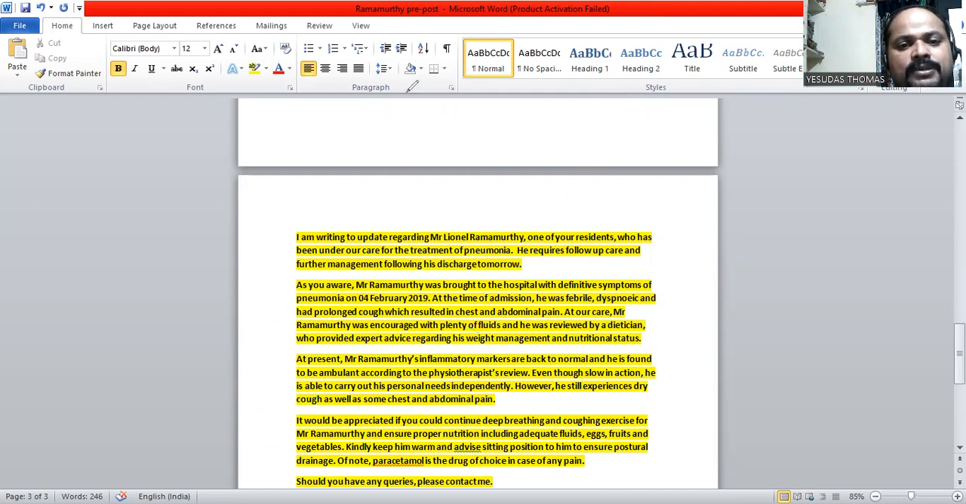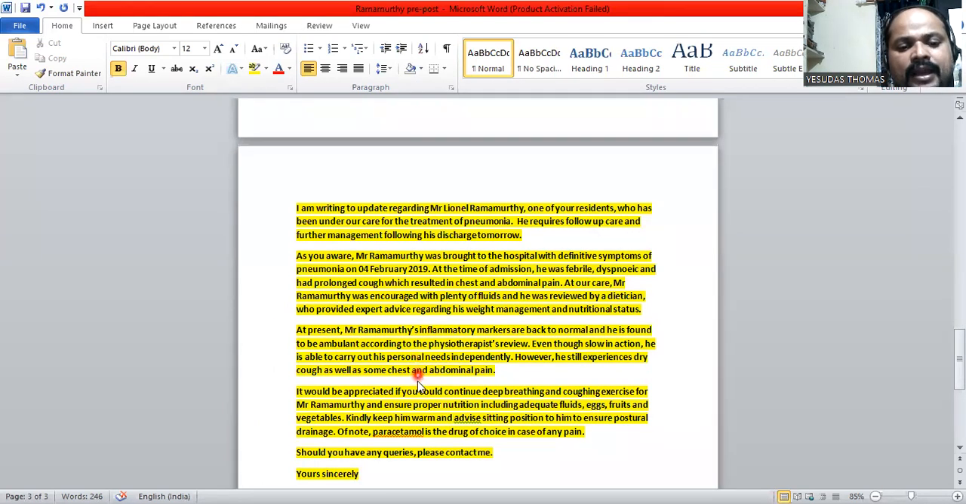Now what we have missed out here as care, we have added here. It would be appreciated if you could continue deep breathing and coughing exercise for Mr. Ramamurthy and ensure proper nutrition, including adequate fluids, eggs, fruits, and vegetables.